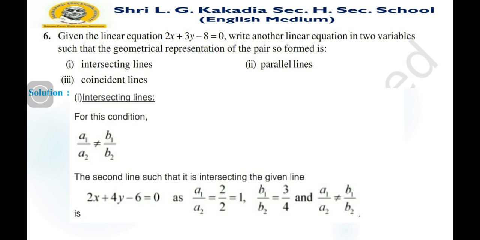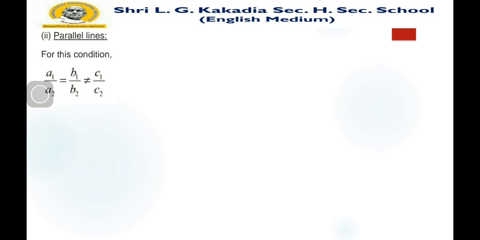Now about parallel lines. For this condition we have to find the ratio of coefficients: a1 by a2 is equal to b1 by b2 but does not equal c1 by c2. Means the constant term ratio should not equal the ratio of a1 by a2 and b1 by b2.